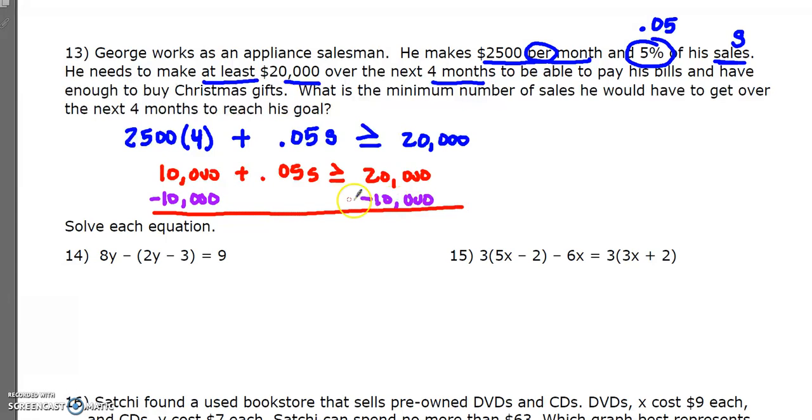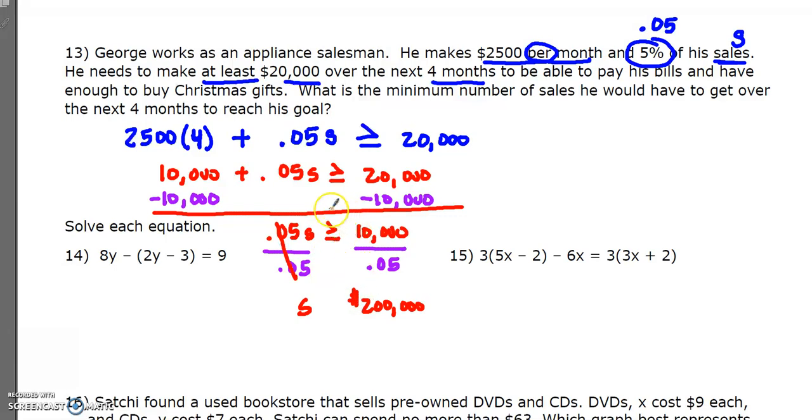And I've run out of space. That's okay. 0.05s is greater than or equal to 20,000 minus 10,000, which is just 10,000. Then I'm going to divide by my 0.05 so that my s is by itself. So the 0.05s cancel, leaving my s. 10,000 divided by 0.05 is going to be 200,000, and that is dollars.